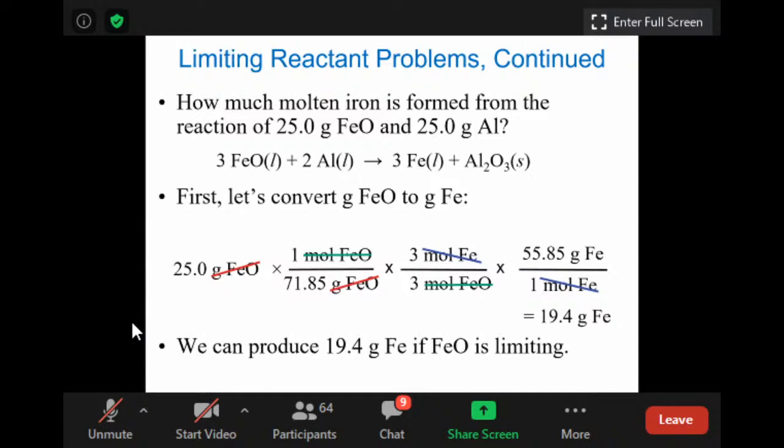All right. So any questions on limiting reactant? We've still got more to go.